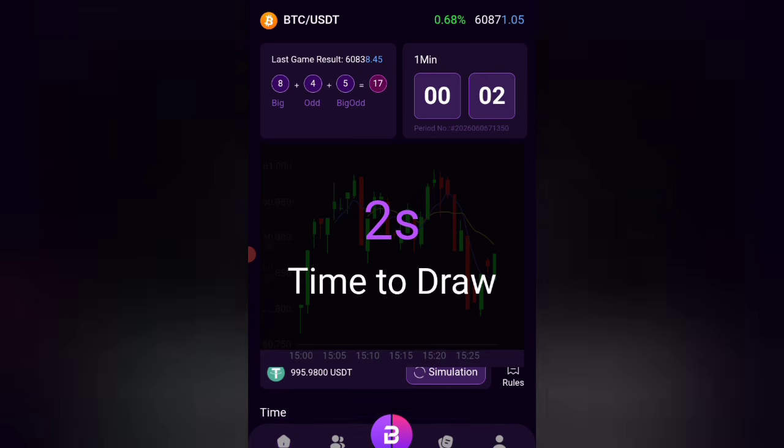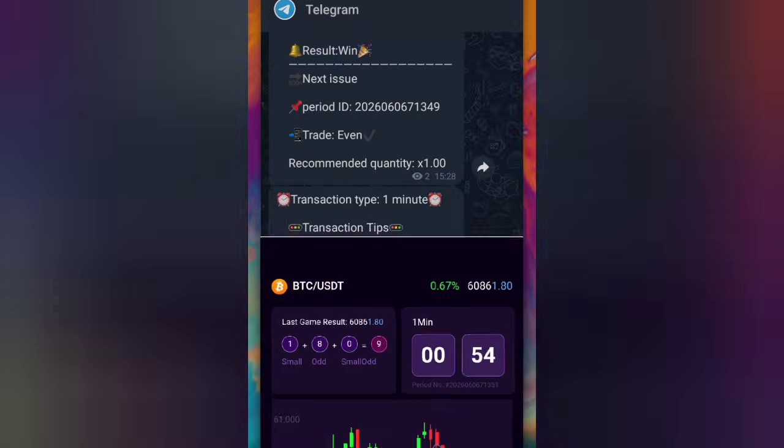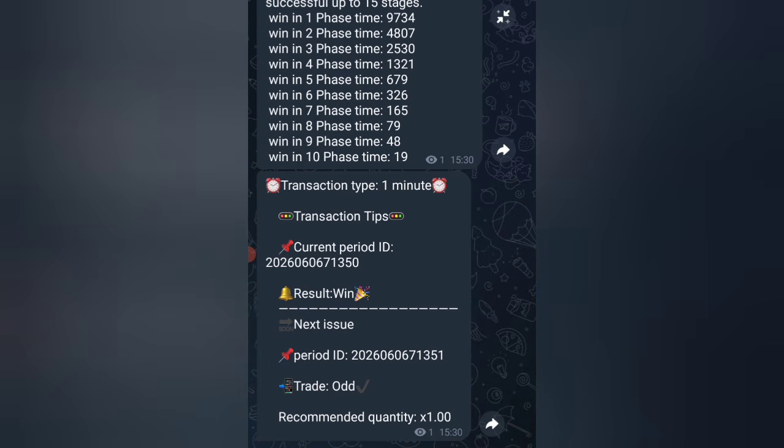So now, let me see what the result of this one is. Okay, so that was a win. Because that was a win, if I'm supposed to continue with this trading, then I'll go back to the first calculator recommendation, which is still 98 cents. I hope you guys understand.